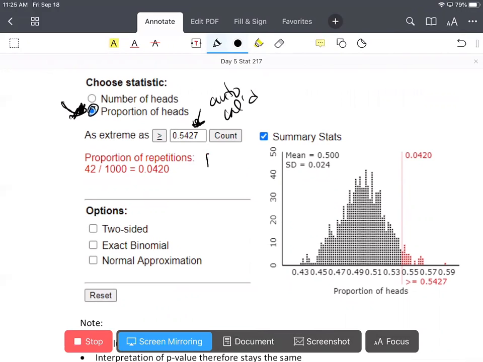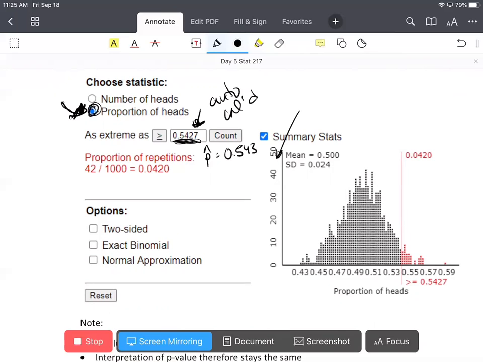In other words, remember our p hat was 0.543. I would just leave it as it came up. It's a little more precise at 0.5427. But if you plugged in 0.543, that would be fine too. But if you already had heads in, you click this proportion of heads, it's automatically going to change this for you. So I didn't have to put anything in there.